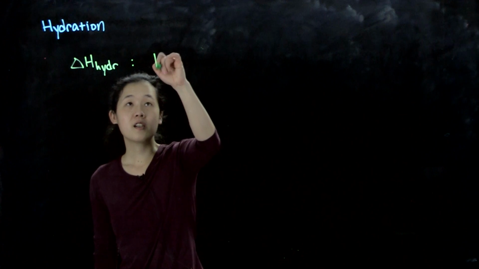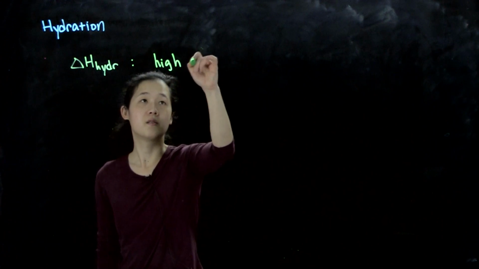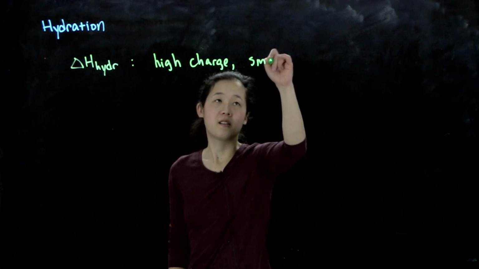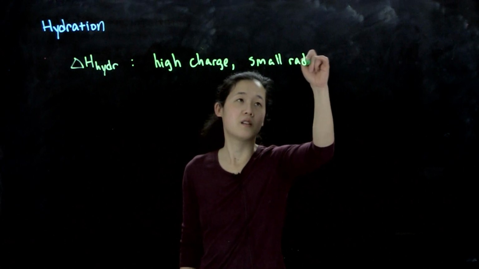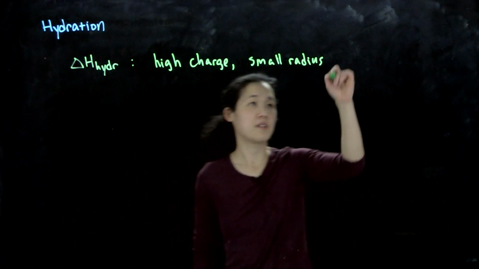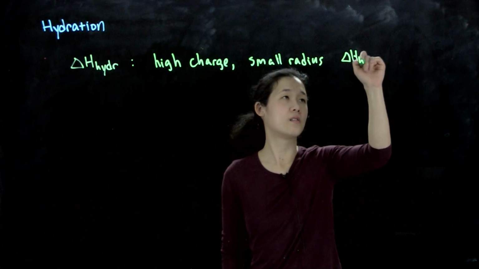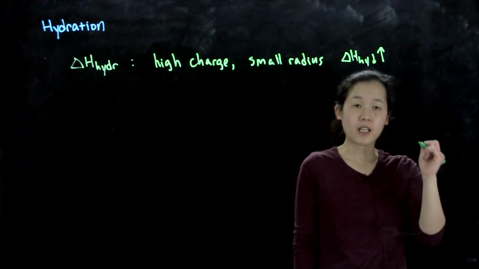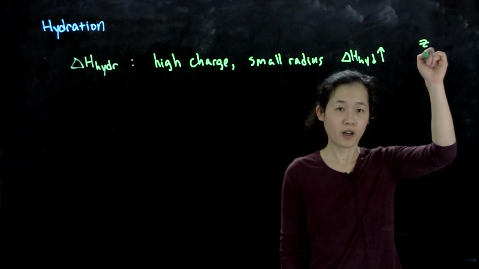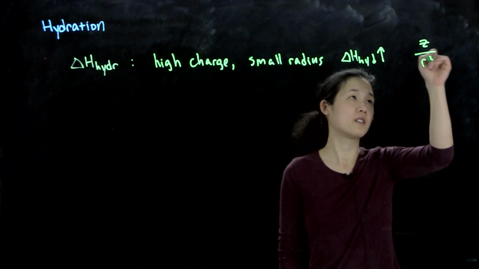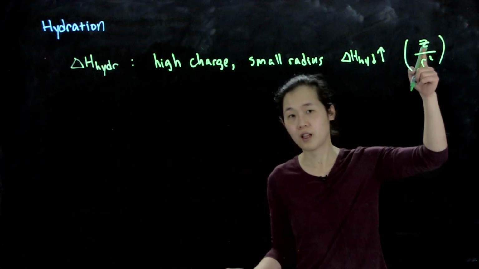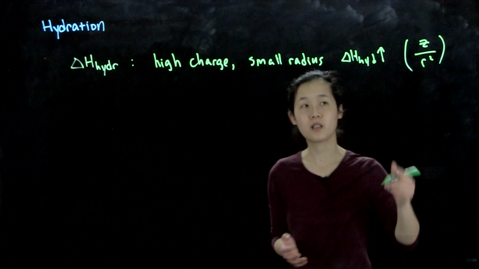if you have a high charge and small radius, your enthalpy of hydration goes up. And then the typical value you're looking at here is the charge of your ion over r squared, the radius of your ion. So again, the charge of lithium is +1, that is Z.